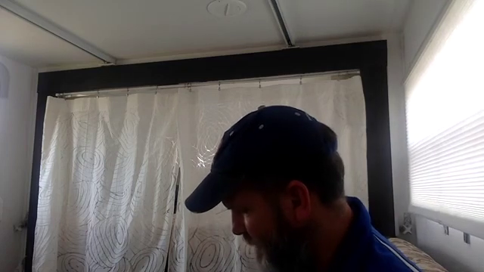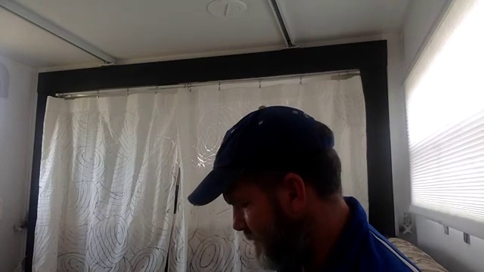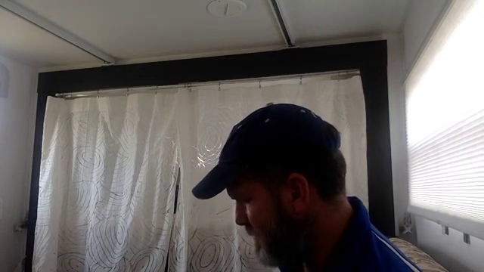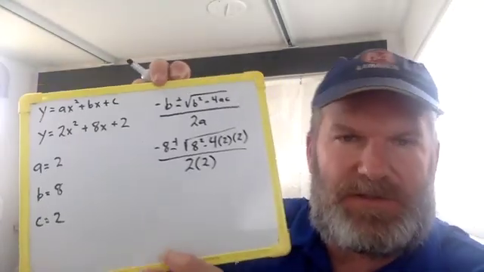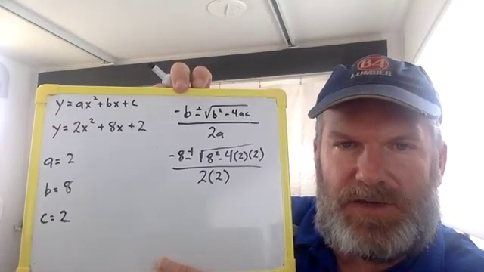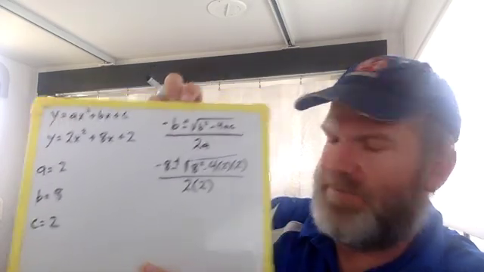So negative B would be negative 8, plus or minus the square root of 8 squared, which is 64, minus 4 times AC. I was going to do the math in my head and write these numbers down, but instead of writing 64, I'll write 8 squared minus 4 times 2 times 2, because A and C are both 2, divided by 2 times 2, because A is 2. So your next line, if you substituted in for A, B, and C into that equation, it would look like this. Now you can start to simplify this.